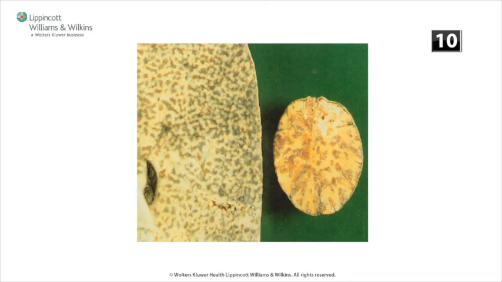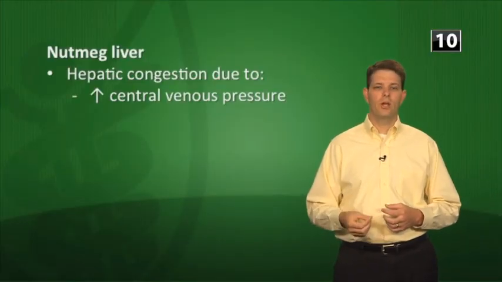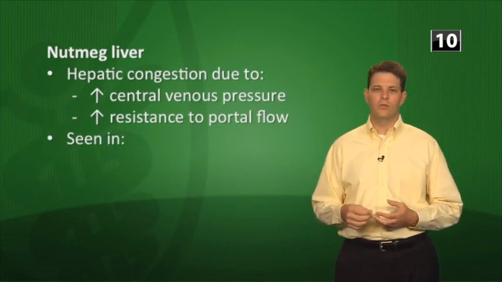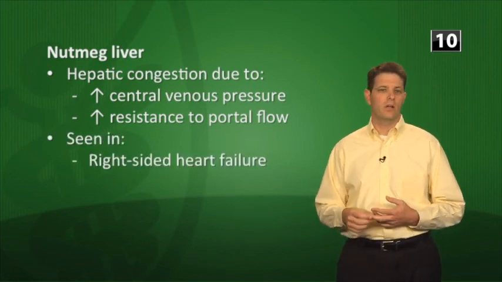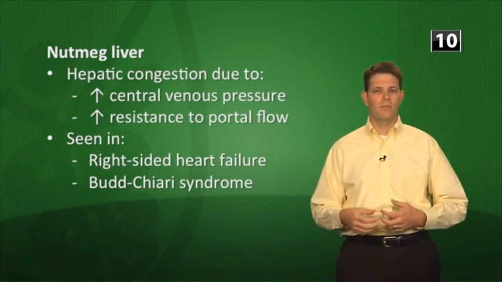And our last question, in what clinical scenarios would you see a nutmeg liver? So nutmeg liver is where you have hepatic congestion, so that if you looked at the liver grossly on biopsy, it looks kind of mottled like the texture of a nutmeg. We see nutmeg liver in patients with increased central venous pressure or with increased resistance to portal flow. So this would include right-sided heart failure, classically, and also Budd-Chiari syndrome, which is thrombosis or compression of the hepatic vein.